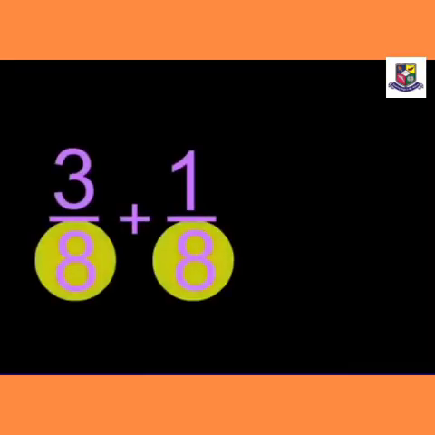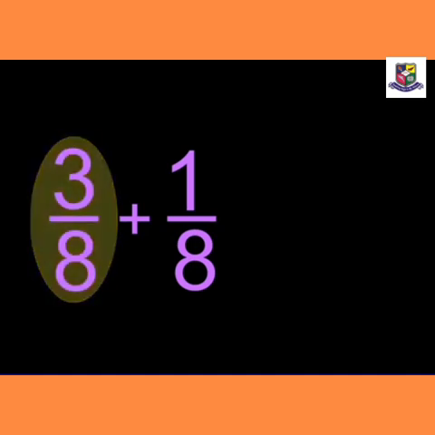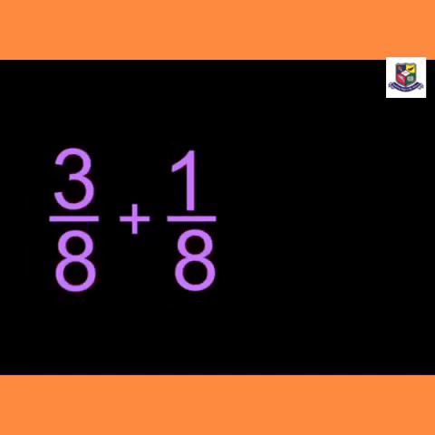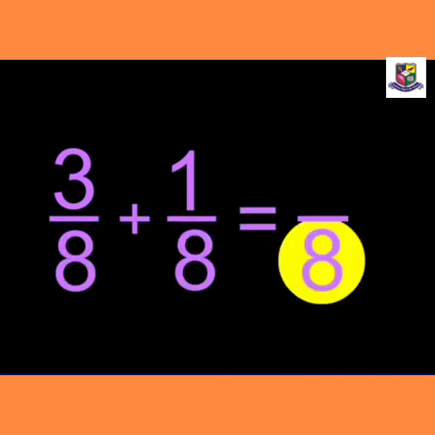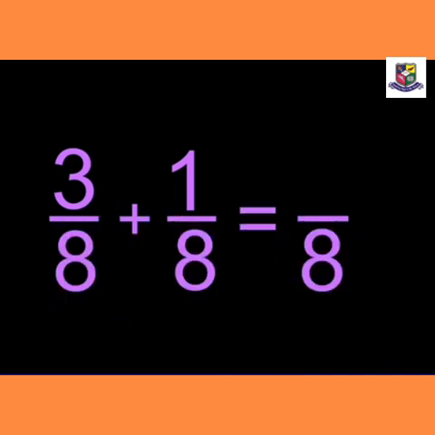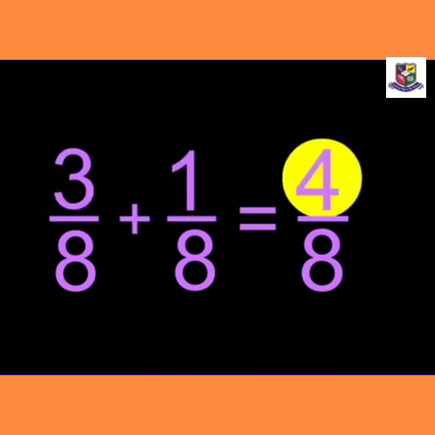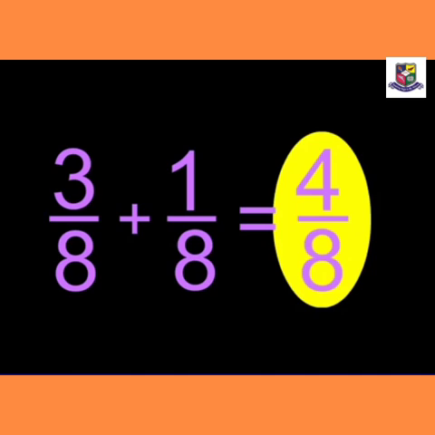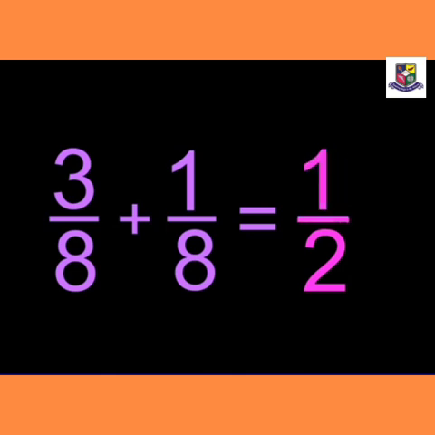Addition of like fraction is very easy. Here denominators are same, 3 by 8 and 1 by 8. Our denominators are same, so we'll write in the answer denominator as 8. And we have to add the numerators now, 3 plus 1 is 4, 4 by 8. Now 4 by 8 are divisible by 4, so 8 divided by 4 is 2 and 4 divided by 4 is 1. So we'll get the answer here 1 by 2.